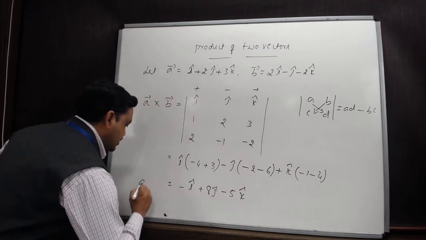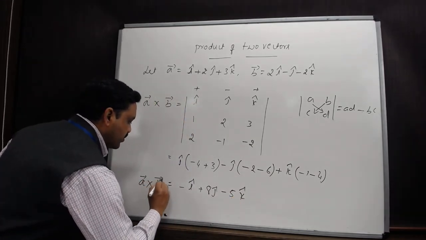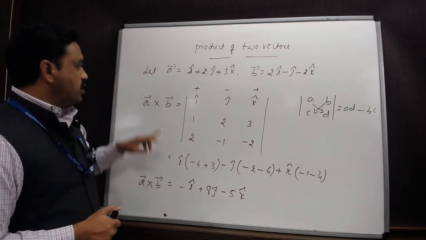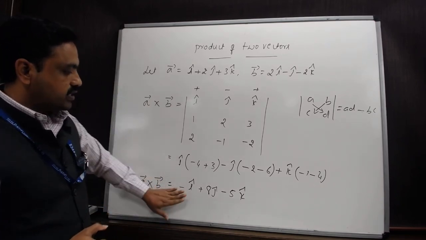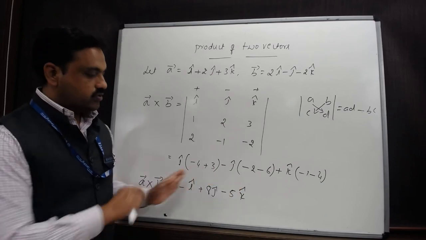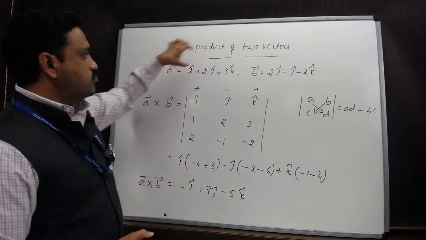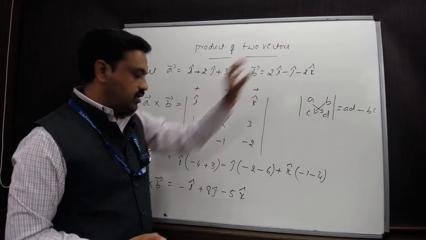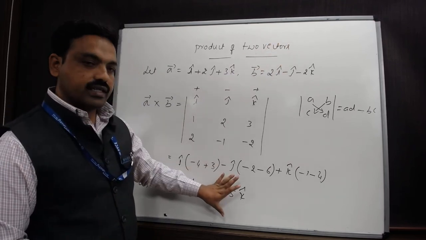So this is the solution of A cross B. Now observe, students, the cross product of two vectors gives another vector. So I can conclude that the dot product of two vectors is a scalar, whereas the cross product of two vectors is a vector.